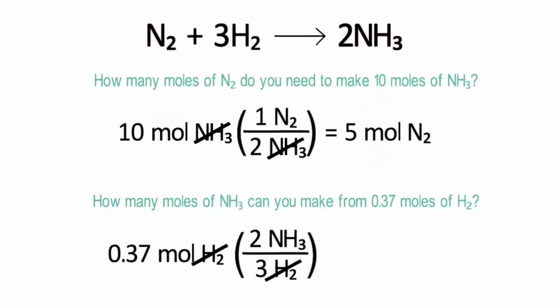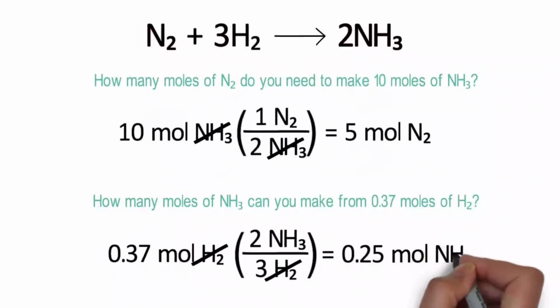Finally, do the multiplication in your calculator. If your calculator can't do fractions or doesn't have parentheses, simply multiply 0.37 times 2 and divide that number by 3. The answer rounds to 0.25 moles of ammonia, and that's it. Remember to always use quantities in moles when doing stoichiometry. And remember that the balanced reaction is your conversion factor.